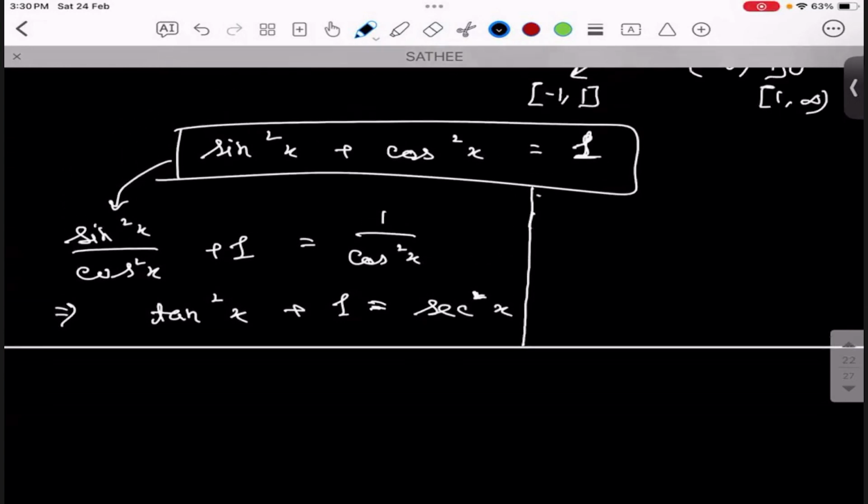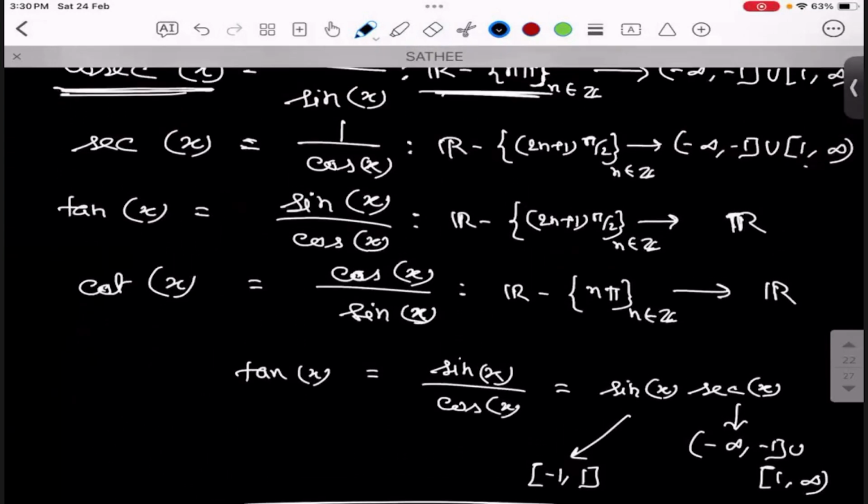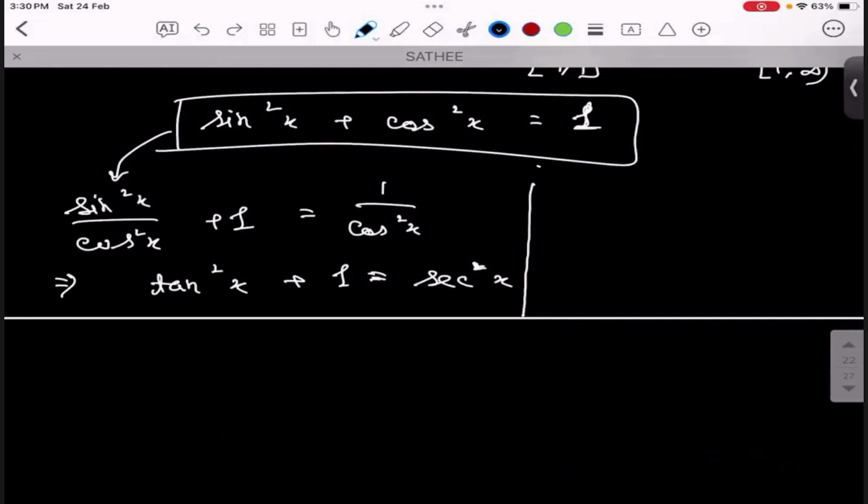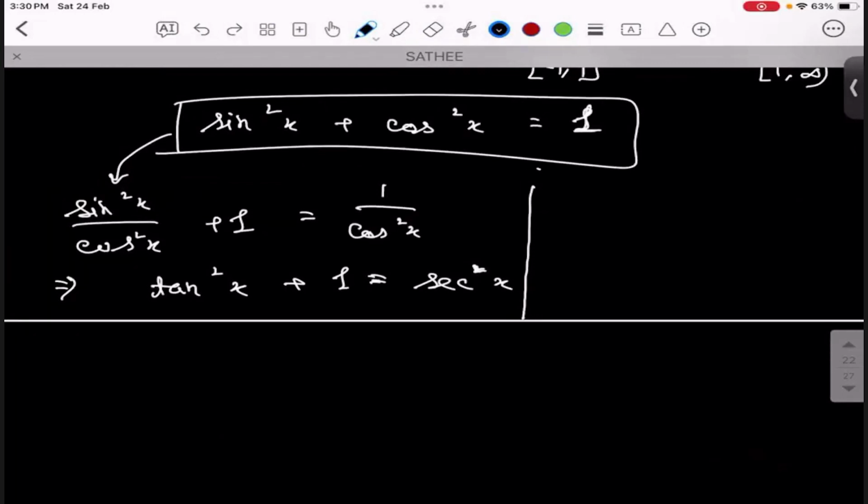And similarly, there are some domains where sin x is not equal to 0, so we can divide by sin square x and get a formula for cot x. And that is nothing but 1 plus cot square x equals cosec square x. Just divide by sin square x and you can see why we get this formula.